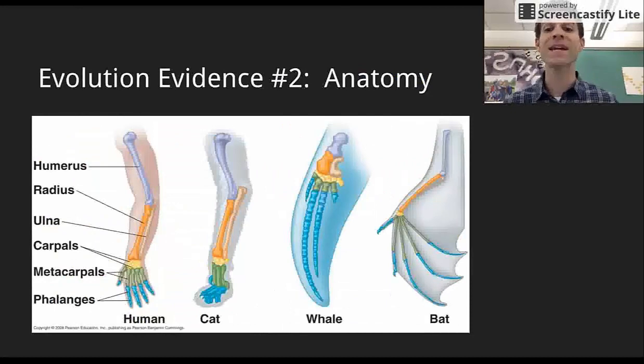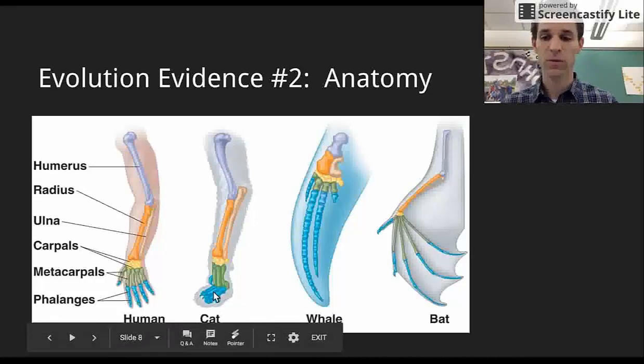The second kind of main evidence that we have is anatomy. Take a look at the breakdown of the limbs of these creatures: the human, the cat, the whale, the bat. There's a big long bone, there's two long bones, and then there's some little bones, and then finger bones. And again, we know that because that's what our hand is.